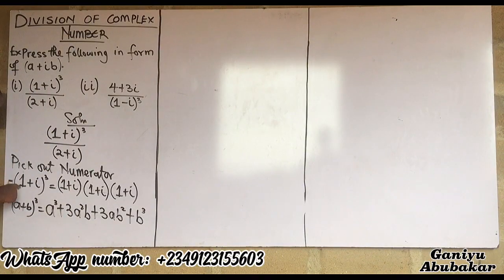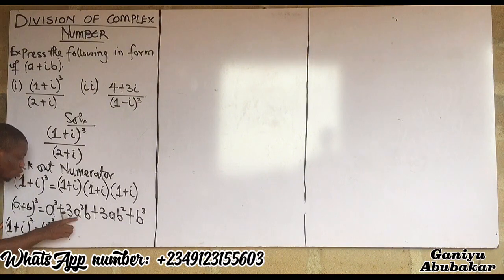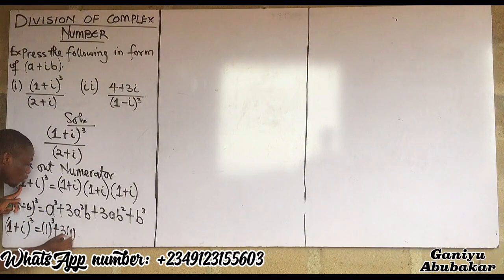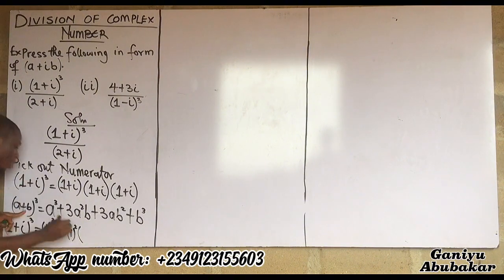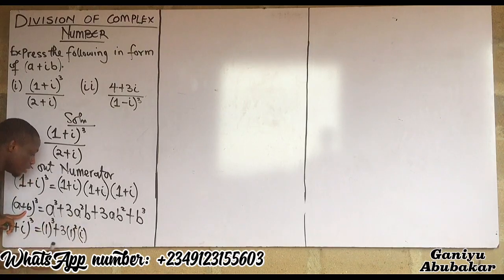If I want to expand 1 plus i to power 3, the expansion becomes a cube. What's my a? My a is 1. So I have 1 cube plus 3, into what's a? a is 1, so I have 1 squared. This is b. What's b? b is i. I have i, that's all.